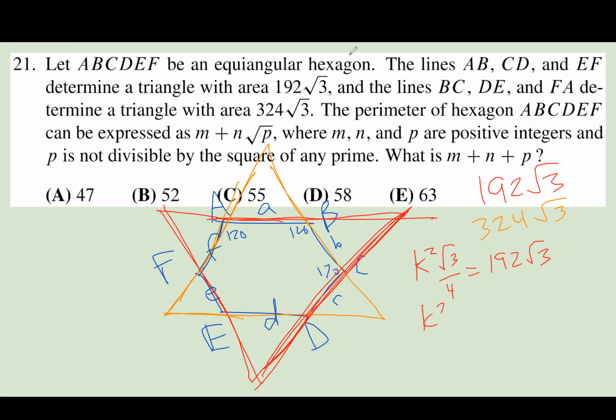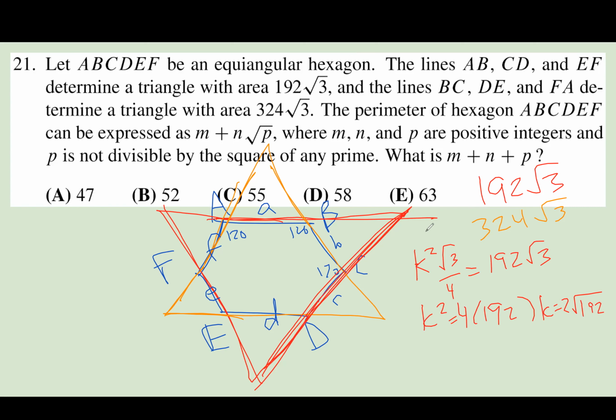So K squared would equal, so notice how the square root 3's would cancel out on both sides, right? The square root 3's will cancel out. And sorry, I'm just plugging in my laptop. So the square root 3's will cancel out on both sides, and then you'll multiply by 4. So you'll have K squared equals 4 times 192, right? Or K equals 2 root 192.